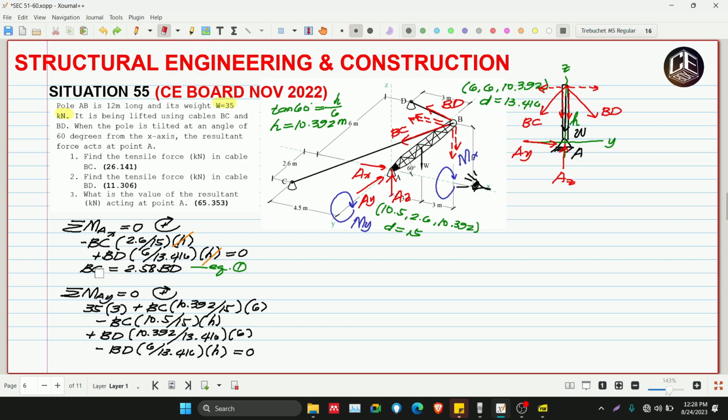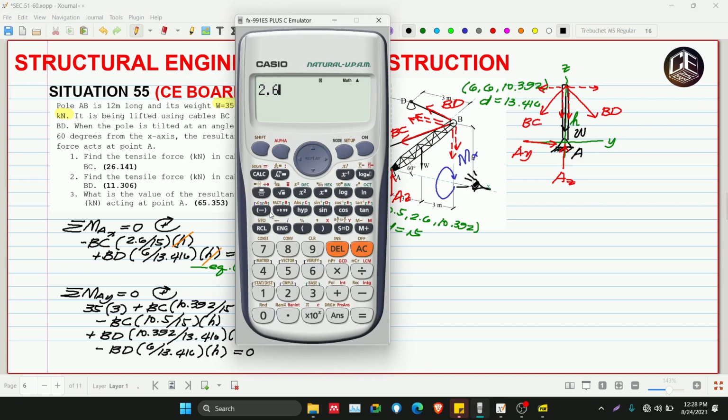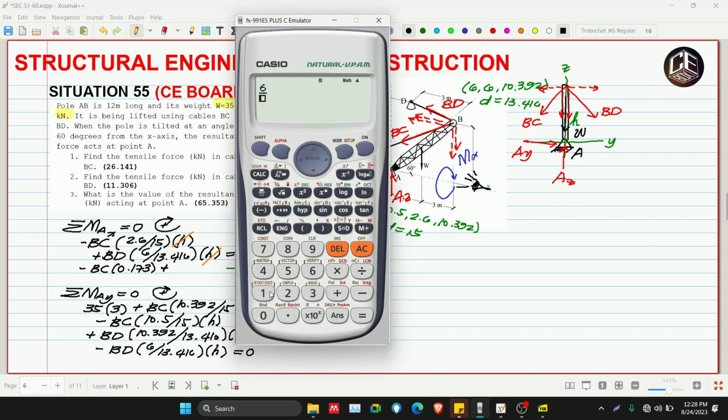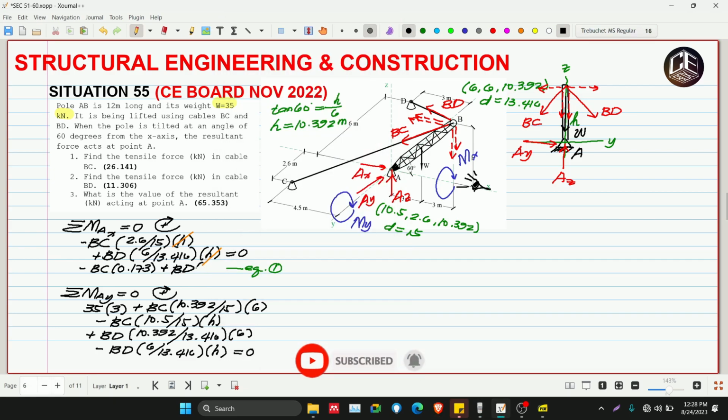Ulitin natin tong equation na to para 2 equation with 2 unknowns na lang tayo. 2.6 over 15, so, 0.173. So, negative BC multiplied by 0.173. And then, plus BD. So, 6 over 13.416. So, 0.447. So, BD, 0.45 na lang. Tinamad tayo, no? Ayun yung ating equation number 1.